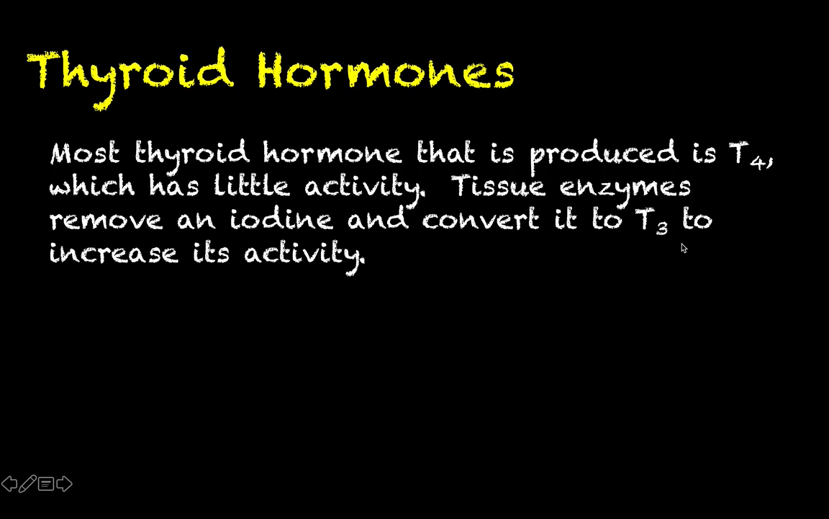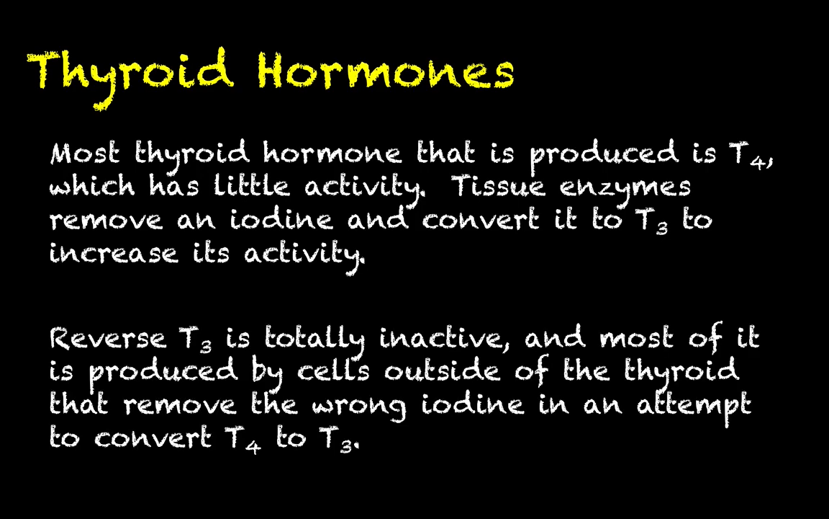So as I said, most thyroid hormone that is produced is T4. It doesn't have very much activity, but tissue enzymes throughout the body remove that one iodine that we saw before and convert it to T3 to drastically increase its activity. And then, as I also said, reverse T3 is totally inactive, and most of it is just mistakenly produced by enzymes throughout the body in an attempt to remove the right iodine, but they end up removing the wrong one.